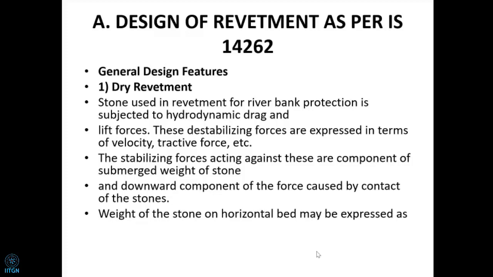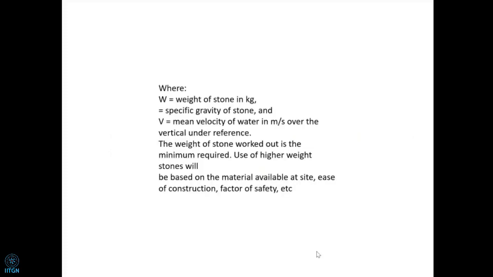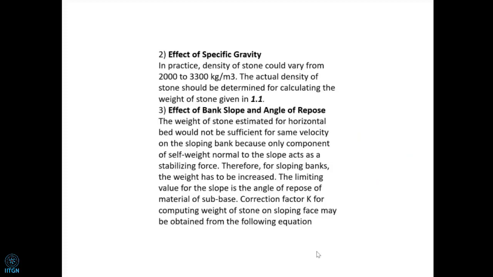But once the water comes, the weight of the dry stone, that is the submerged weight in water, is the only thing resisting. There will be uplift force. The weight of the stone in a horizontal bed has to be first decided. This is the formula where V is the velocity and S is the specific gravity. Remember, there is a formula available for this. You can use it for a horizontal bed. But in all our cases, in a river bank, we have to use it on a slope.